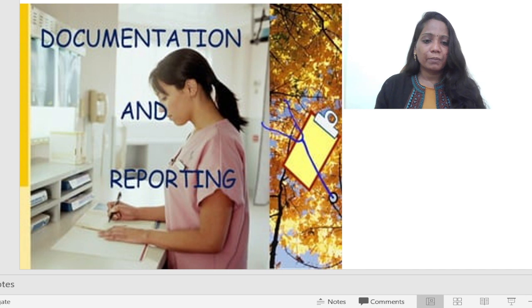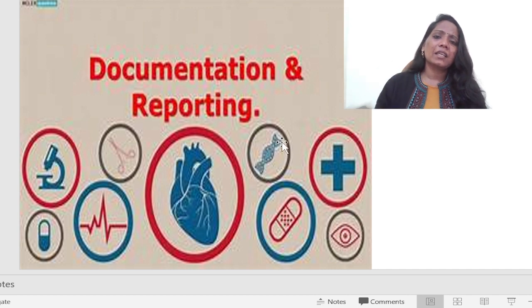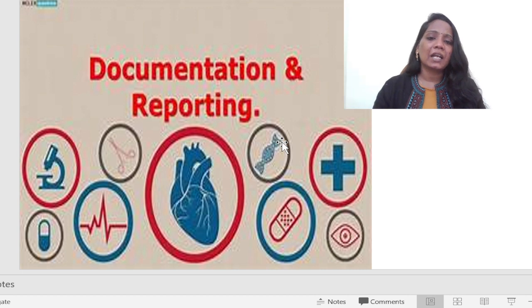Let's move on to the topic in detail. What do you mean by documentation? When we see these words, we report or we document in the healthcare setup in different areas, like medicine, diagnostic investigations, or any care or supervision or catering. So in any area we are communicating and reporting.